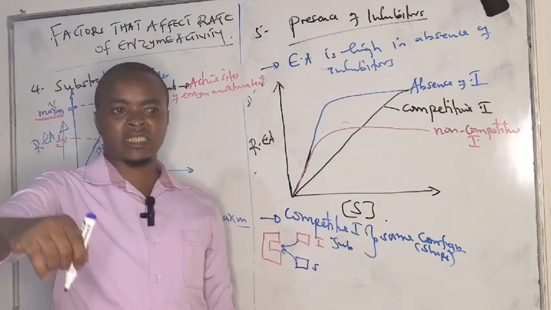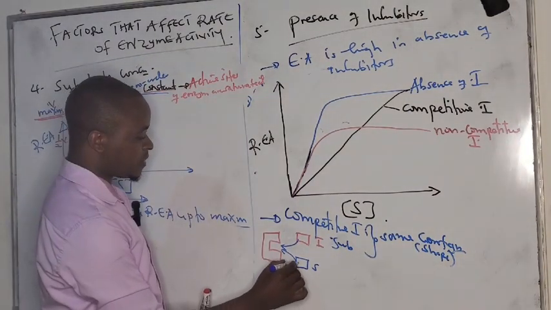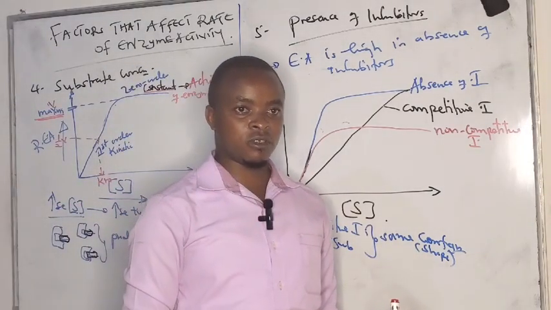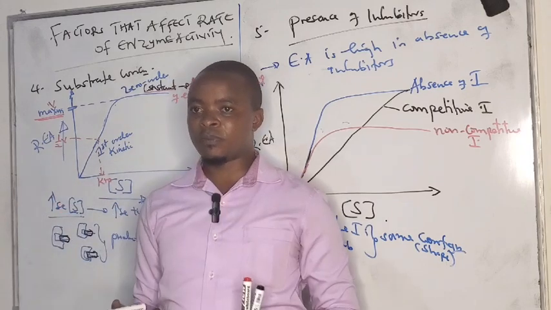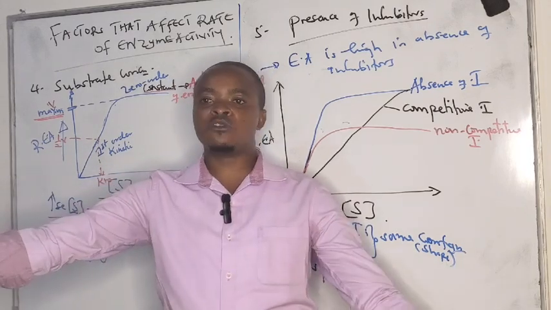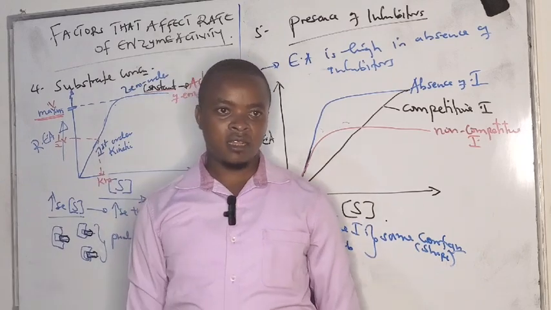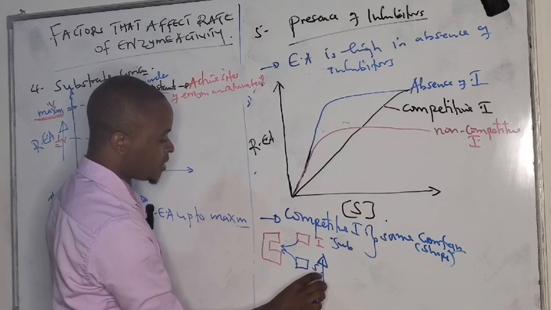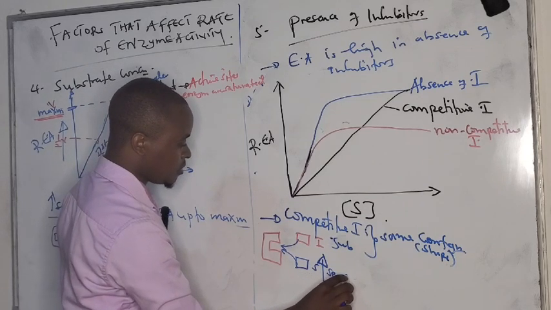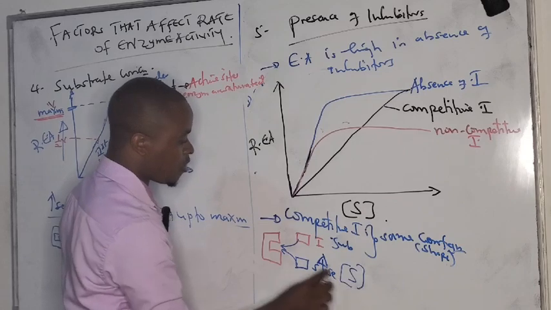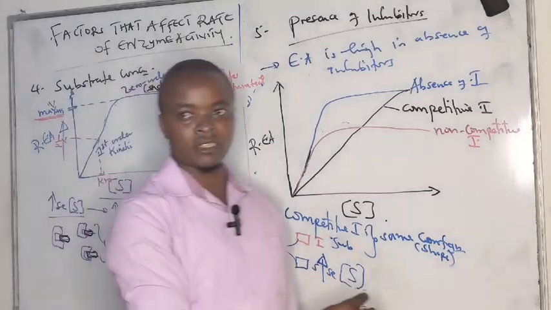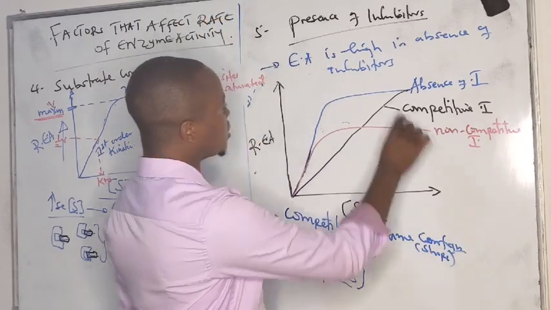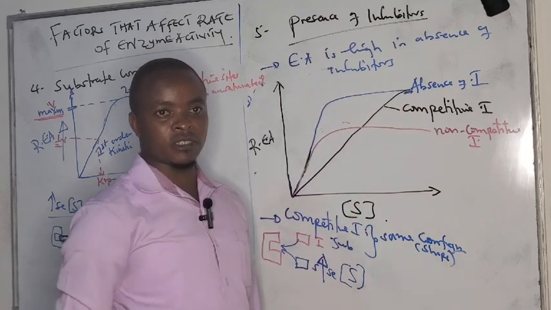And because they are competing for the same binding site, in case I increase substrate concentration here, I can overcome the inhibition. It is like if you are pulling the rope, and on the other side they are 10, and this side they are 2, of course the 10 will overcome. So this type of inhibition is overcome by increasing substrate concentration, because all of them are competing for the same binding sites. So if I increase substrate concentration, I overcome the inhibition. That's why you see it attains maximum velocity.